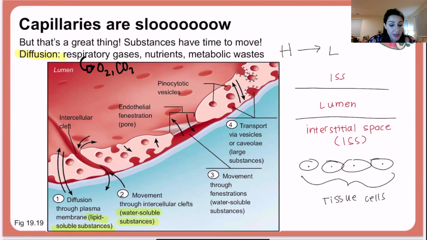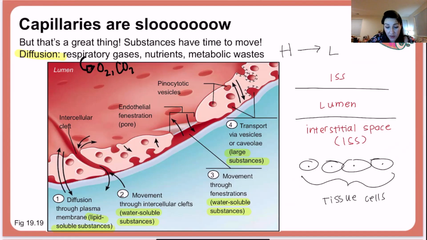The next option is also for water-soluble things. Water-soluble things can go through these little intercellular clefts, or we can pass through fenestrations. It's the little pores in fenestrated capillaries, little pores. And then if you're a really big substance, then you can transport by vesicles.